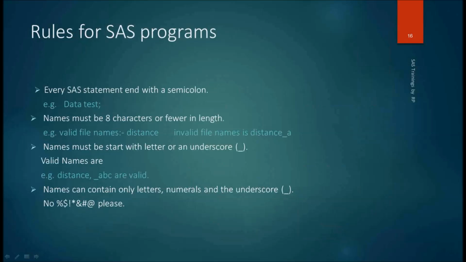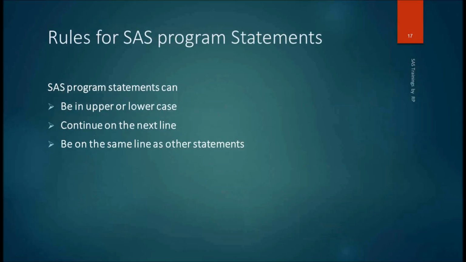Rules for a SAS program. Every SAS statement should end with a semicolon, and a name must be 8 characters or fewer in length. Some of the names in SAS, like file name, reference, or format and informat, should be within 8 characters. A name should start with a letter or underscore. So you cannot start your variable name or format or informat name with a number or special character. A name can contain only letters, numbers and underscores, but no special characters are allowed in SAS names.